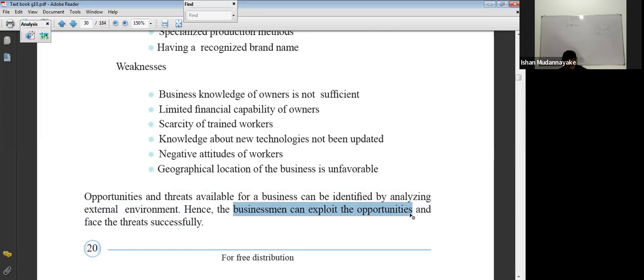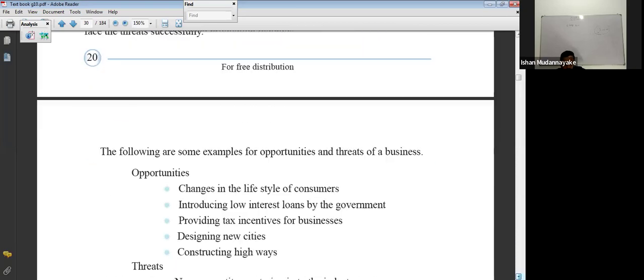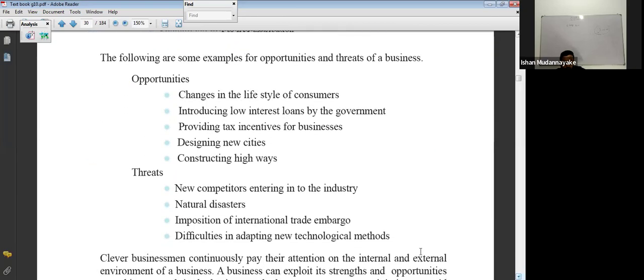Okay, then, right. Now we will discuss opportunities and threats. Go to page number 21. Suwani, first opportunity. Changes in lifestyle of customers. Yes, changes in consumers' lifestyle is one of the opportunities. Right. And then next one, Tenuli.